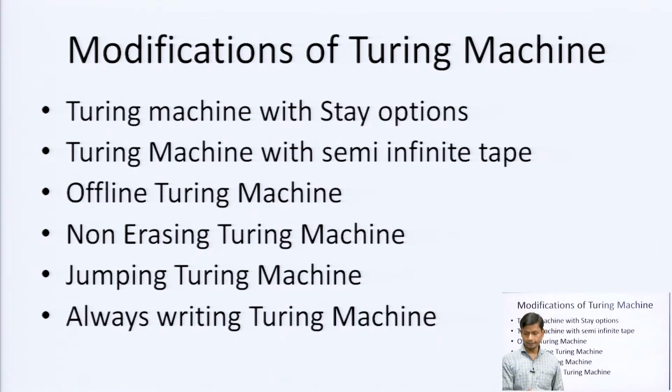So, these are the variants of the Turing machines, you can say modified Turing machines. Now, the Turing machine with stay option. What is the stay option? What is the Turing machine with stay option? See the diagram here.